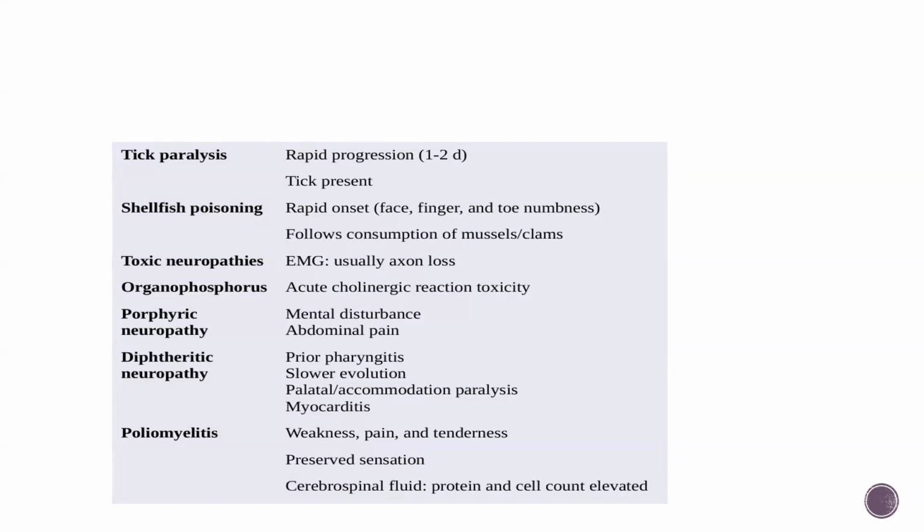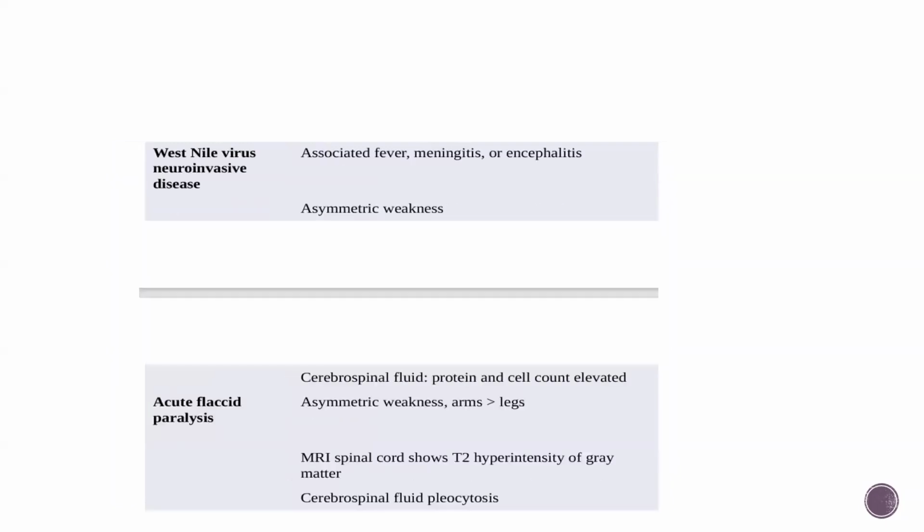Then porphyric neuropathy shows mental disturbances and abdominal pain, and diphtheric neuropathy. It shows prior pharyngitis, slower evolution, palatal and accommodation paralysis, and myocarditis. Then poliomyelitis, which is characterized by weakness, pain, tenderness, preserved sensation, and CSF showing elevated protein and cell counts.